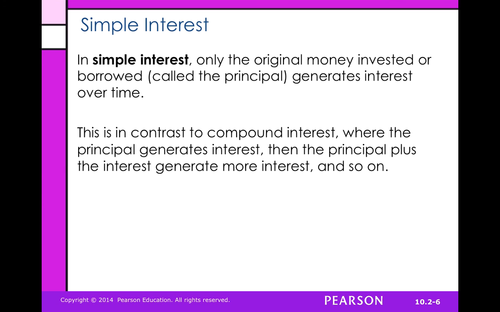In simple interest, only the original money invested or borrowed, which is always called the principal, generates interest over time. This is in contrast to compound interest, where the principal generates interest, then that interest gets rolled into the principal and now generates its own interest, etc.